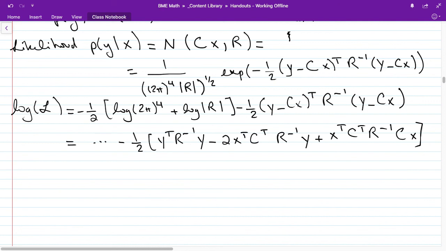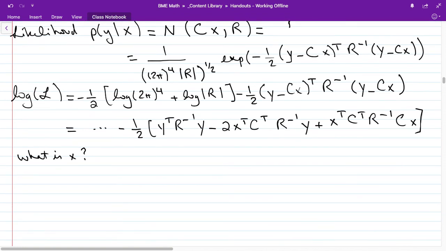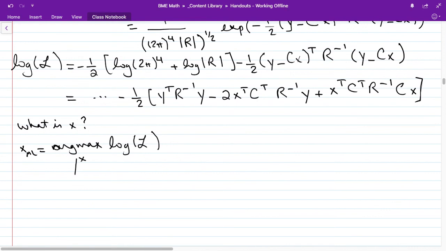Okay, so now where am I located? What is x? That's what I want to find. You know, where am I? I want to find the x that maximizes the log of likelihood. So x ML is the argmax of the log of this likelihood. So for me to find it, I want to find the derivative of the log with respect to where I am. And so here it is.